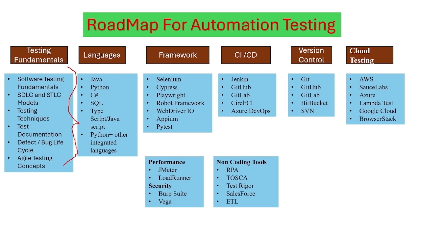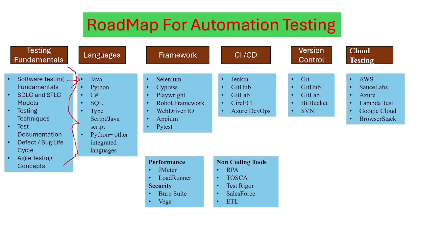Next, you can choose any one language to become an automation tester. It is not required to learn two languages at the same time. Later, if a company hires for one language and requests any other skills, then you can upgrade to them. So Java, Python, C Sharp, and SQL, which are mostly used in the current market, I have listed here. There are many other languages also.